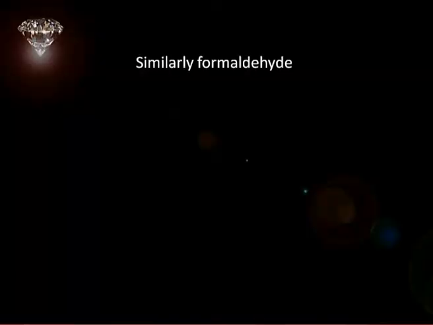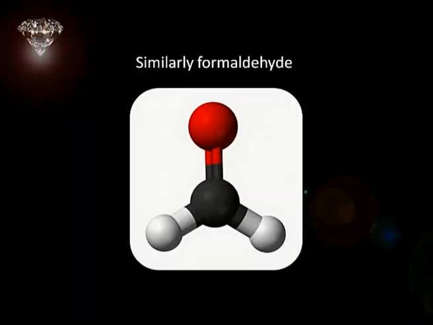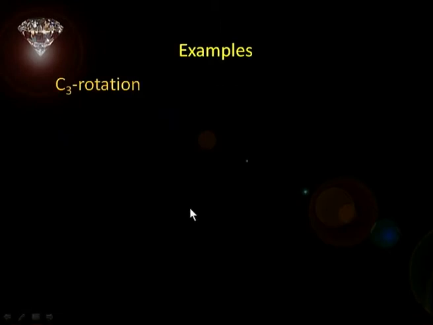Similarly, we can take the molecule of, say, formaldehyde. In formaldehyde, you have carbon, an oxygen and two hydrogens. Think of an axis which is passing through the oxygen and carbon atom. If I take this axis and rotate the molecule by 180 degrees, it will be indistinguishable. This is a C2 axis. Let us move on to C3 rotation.